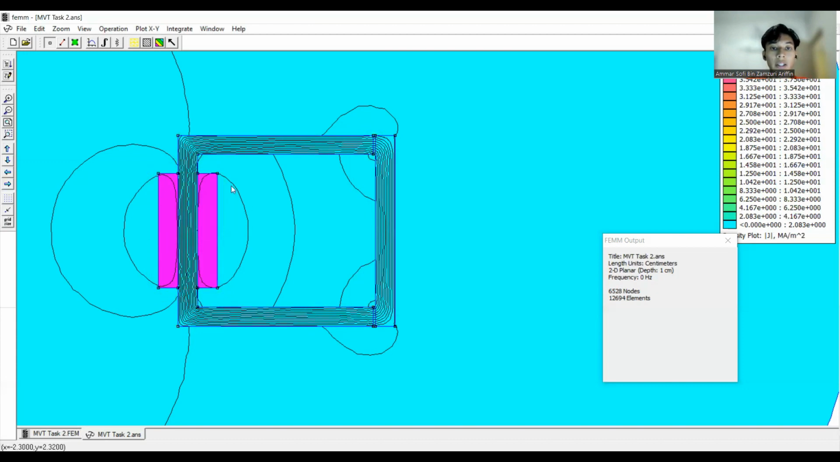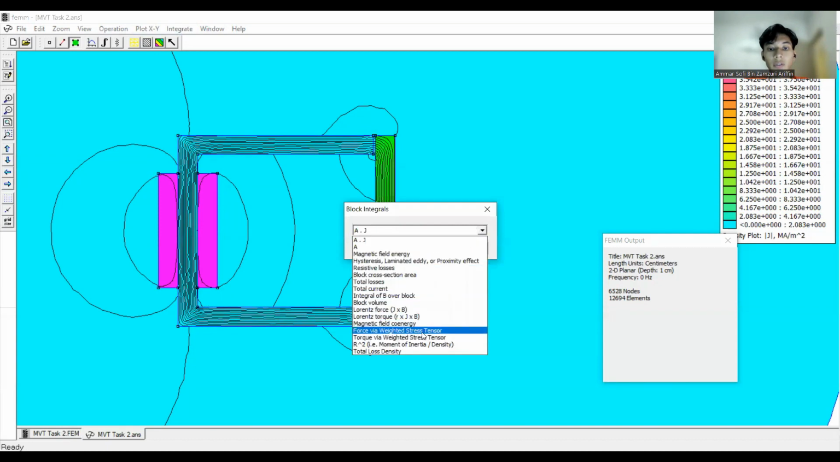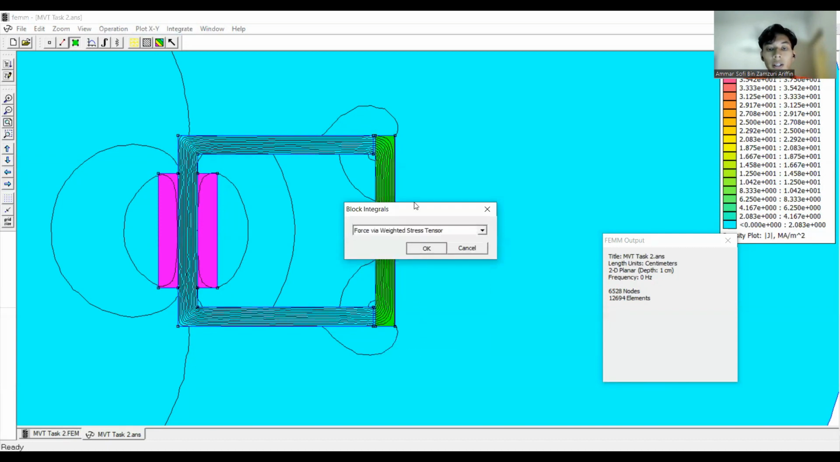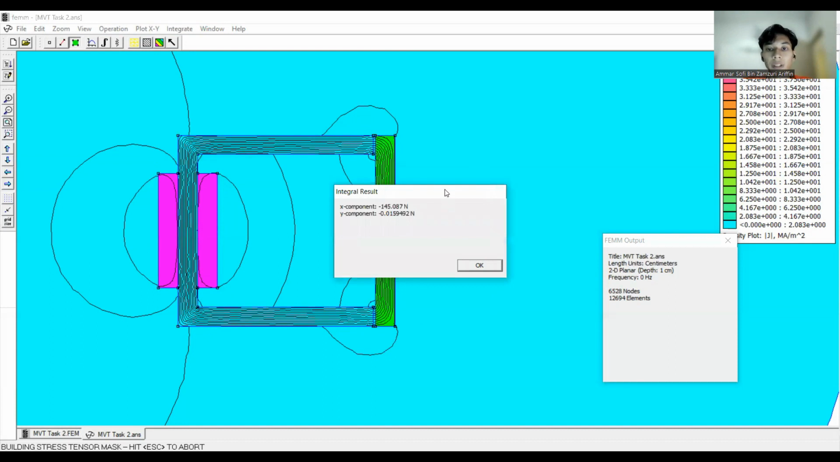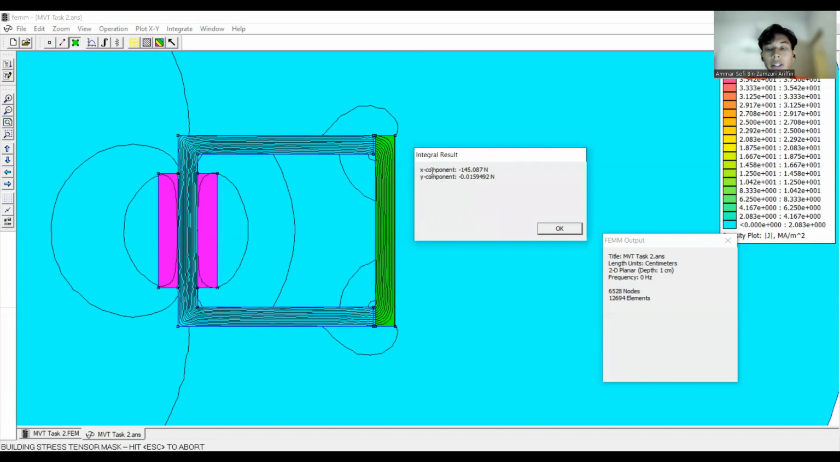the current density only happening on the winding, while for the force exerted on the I core, as you can see, this is the value for force exerted horizontally and also vertically. Both of them are negative, but the vertical one is smaller in value.